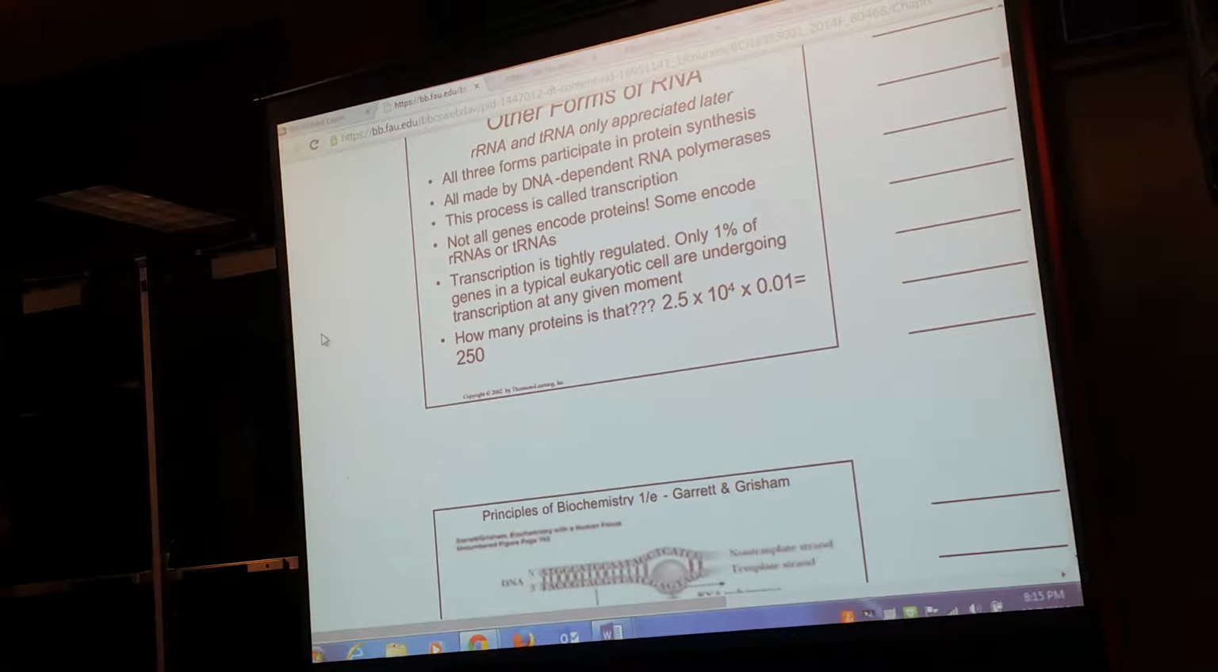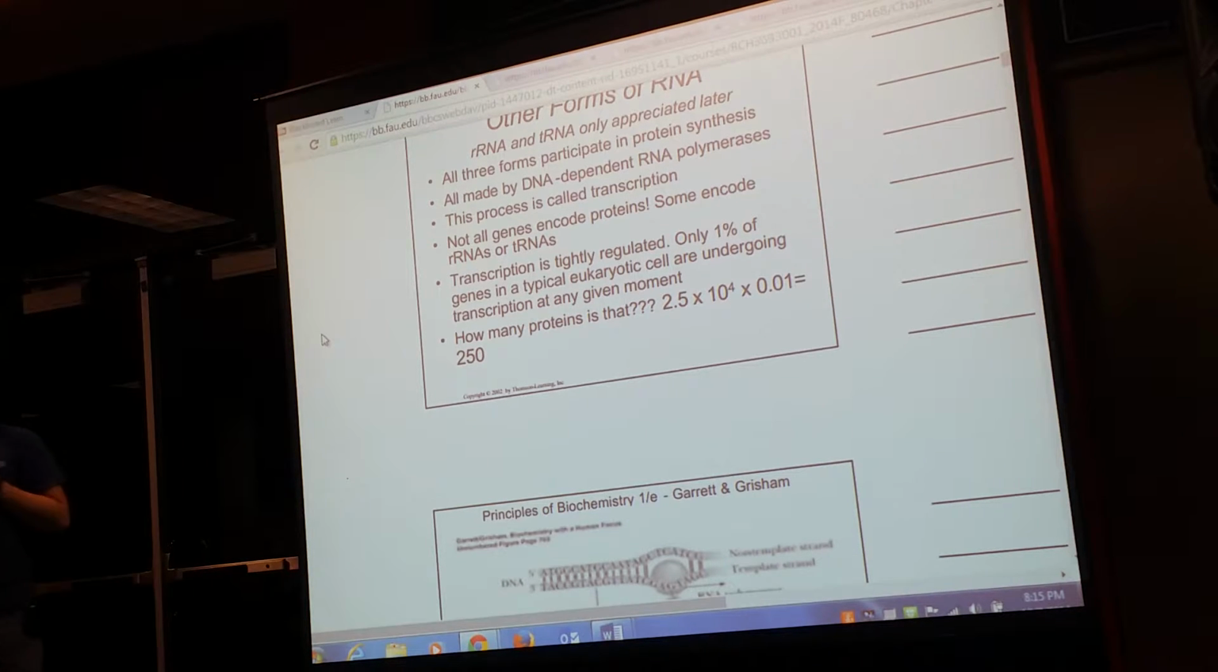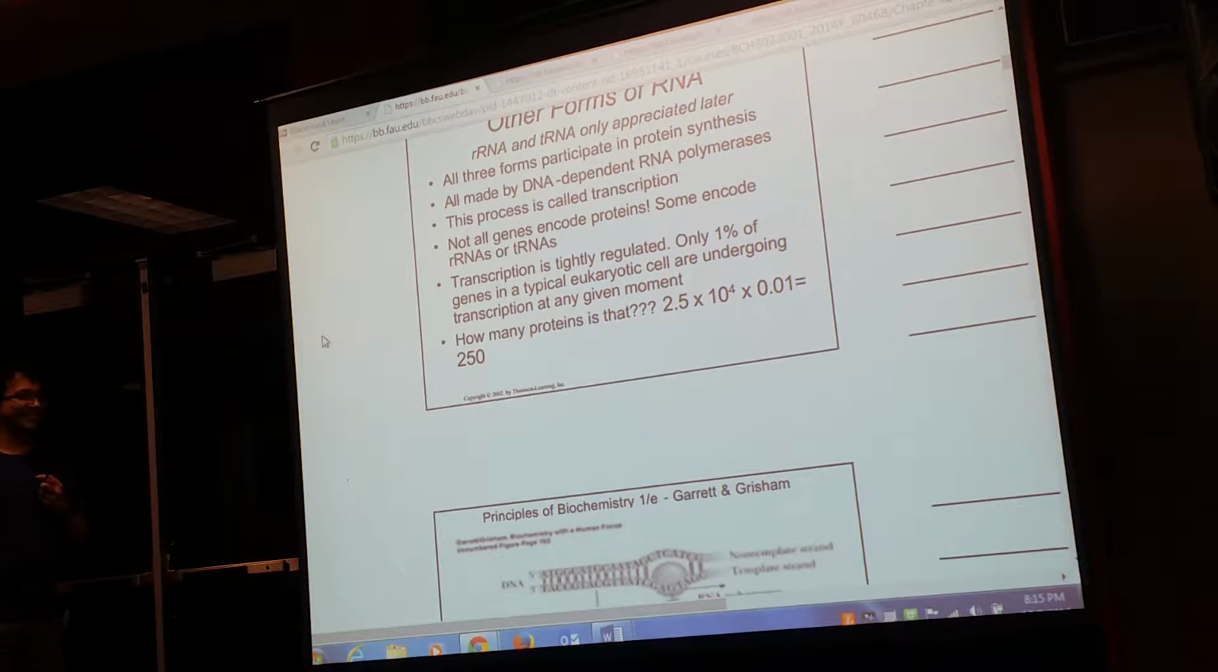How many RNA polymerases are there in prokaryotes? In prokaryotes, there's only one. How many in eukaryotes? 3.